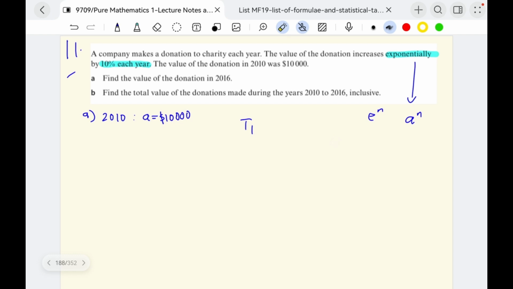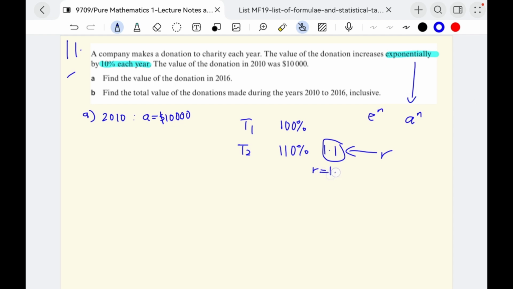So for the second year, it must include the first year's amount. So it's 110%, which is 1.1. Therefore, this is your common ratio. So r equals 1.1.